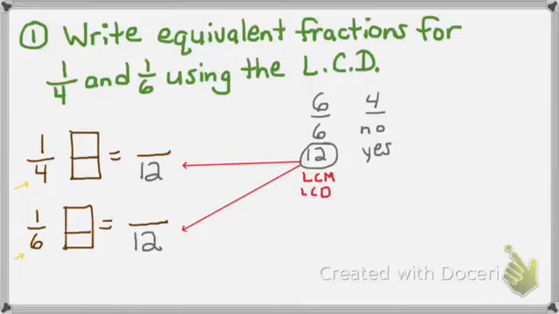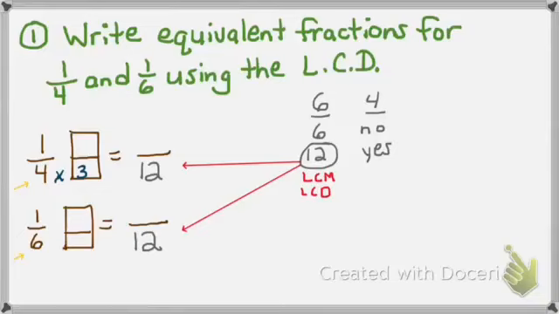What do I have to do to a 4 to turn it into a 12? Would I multiply it by something or divide it by something? Well, I want my 4 to get larger, so I'm going to have to multiply it by something. So what can I multiply 4 times to get 12? Well, 4 times 3 equals 12. And that's true, right? 4 times 3 equals 12.